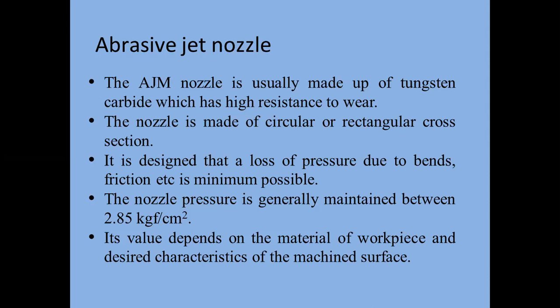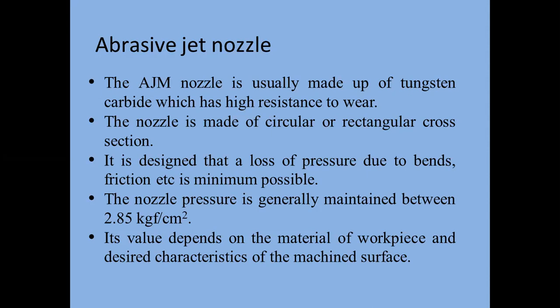The nozzle is made with a circular or rectangular cross section. Based upon the application, we pick the nozzle. It is designed so that the loss of pressure due to bends, friction, etc. is minimum possible. The nozzle pressure is generally maintained at around 2.85 kgf per centimeter square.